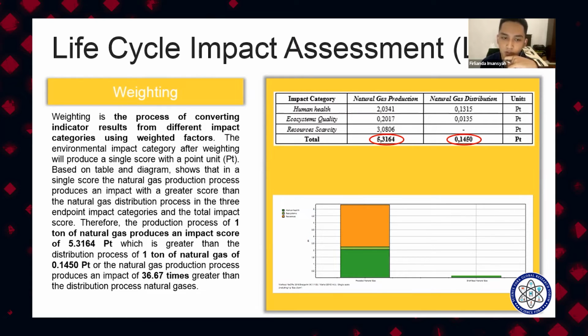the total impact score. Therefore, the production process of 1 ton of natural gas produces an impact score of 5.3164 points, which is greater than the distribution process of 1 ton of natural gas at 0.1450 points, or the natural gas production process produces an impact 36.67 times greater than the natural gas distribution process.